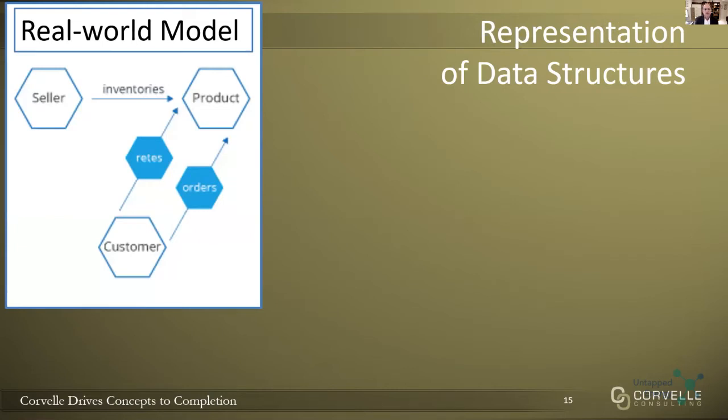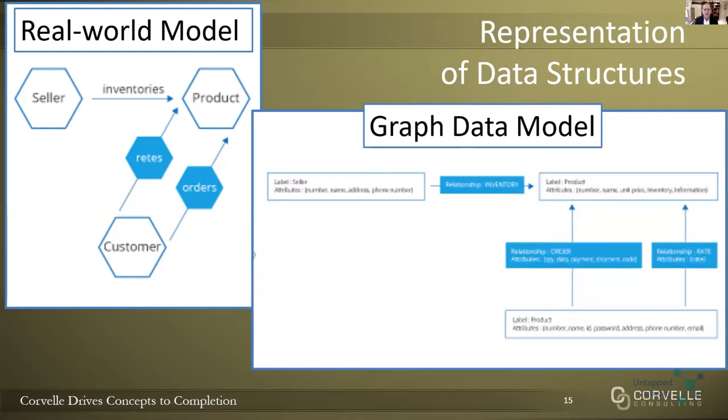Okay, now what about the representation of data structures? That's the other point I mentioned. So again, if we can represent the real world data structures as accurately as possible, and with the minimum number of compromises, more of the benefits I just described can be realized. In this graph data model example, the number of boxes is exactly equal to the number of boxes in the real world model. Now, that may be a crude way to look at it, but it's a good sign of the ability of the graph data model to accurately represent the real world.